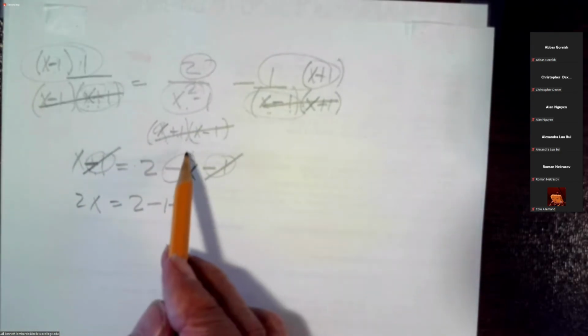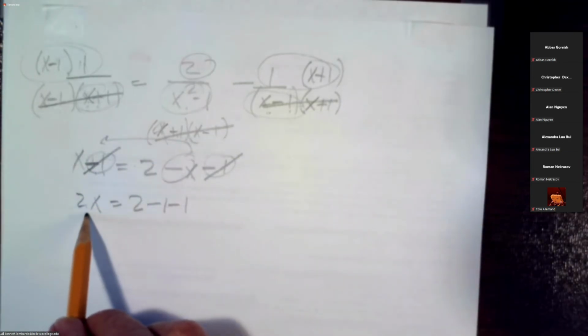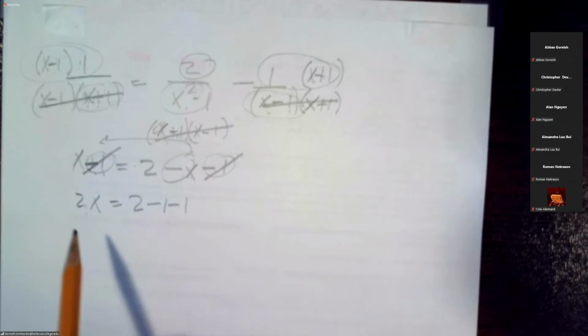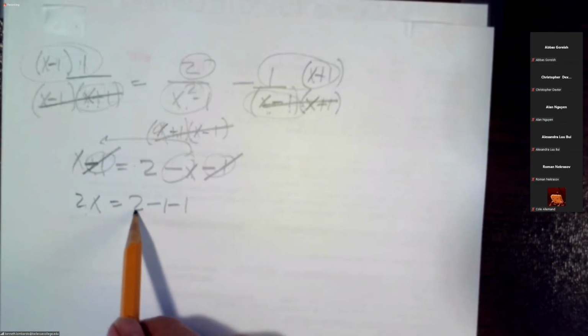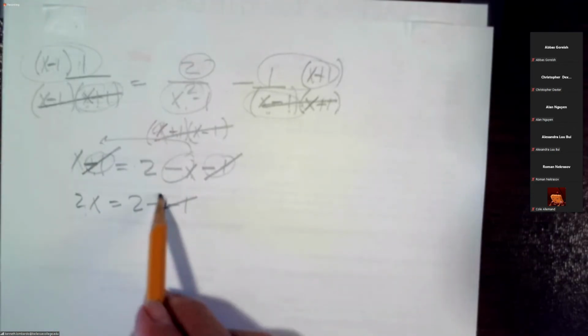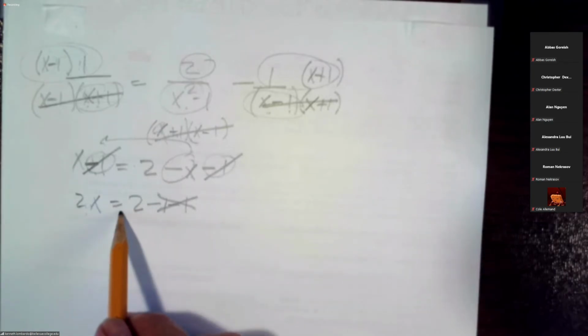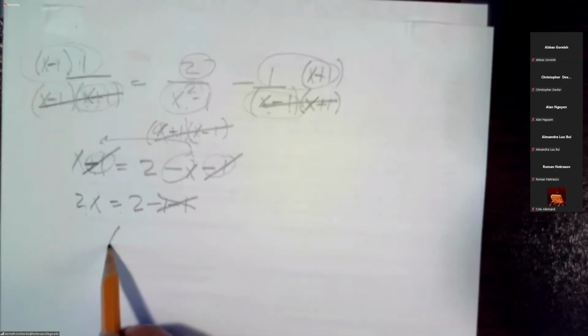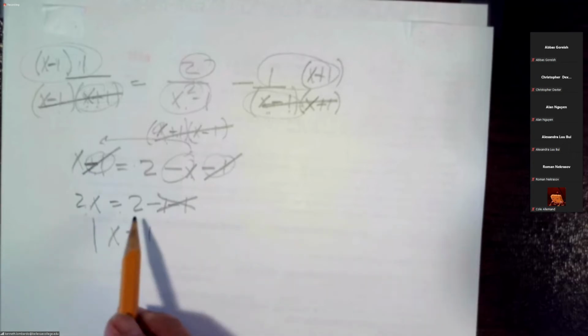We got a negative x here. We bring that to the left side, makes that a positive. So on the left side, I have 2x. On the right side, I have 2. And these things have already canceled. So I have 2x equals 2, or x equals 1.